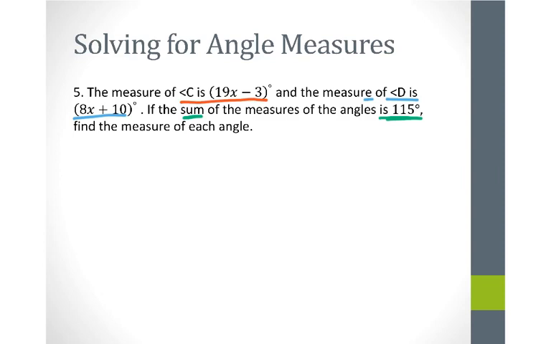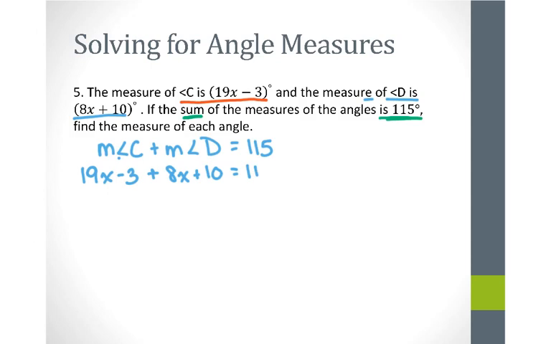If you said it's the answer to addition, you're correct. So that means when I take the measure of angle C and add it to the measure of angle D, it has to equal 115. So now I'm going to show what angle C is, which is 19x minus 3, plus the measure of angle D, which is 8x plus 10, equals 115. So at this point now, you have an equation.